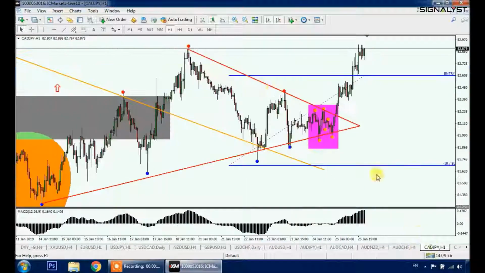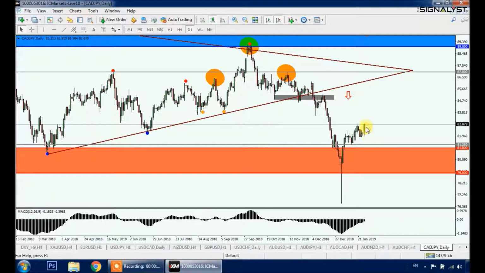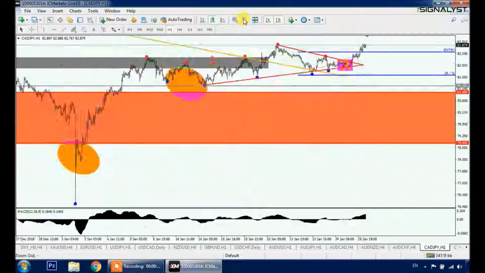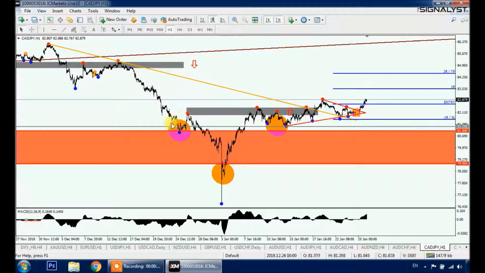CADJPY, on daily we have a big momentum candle closing above our previous swing high. On H1 we had an entry opportunity because of this inverse head and shoulders, rejection area in red, and objective trend line in orange. Then price gave us more confidence by forming a symmetrical triangle and a rich TL bomb setup.